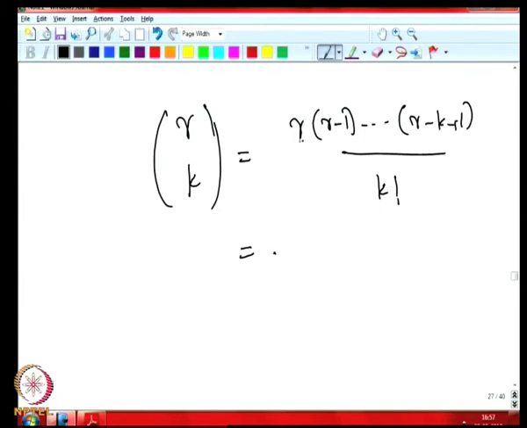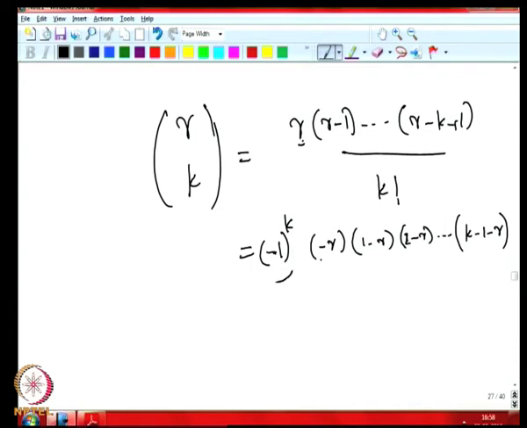For instance, if I extract minus 1 from R, this will become minus R. When I extract minus 1 from R minus 1, it will become 1 minus R, and this will become squared, one more minus 1 comes out. Then the next one becomes 2 minus R, and here it becomes cubed. So finally, this will become minus 1 raised to K, because there are K terms here, and then the last one will become K minus 1 minus R, so K minus R minus 1.